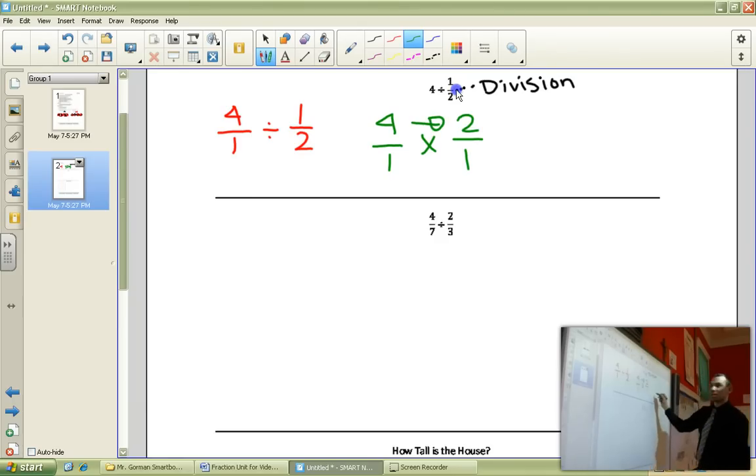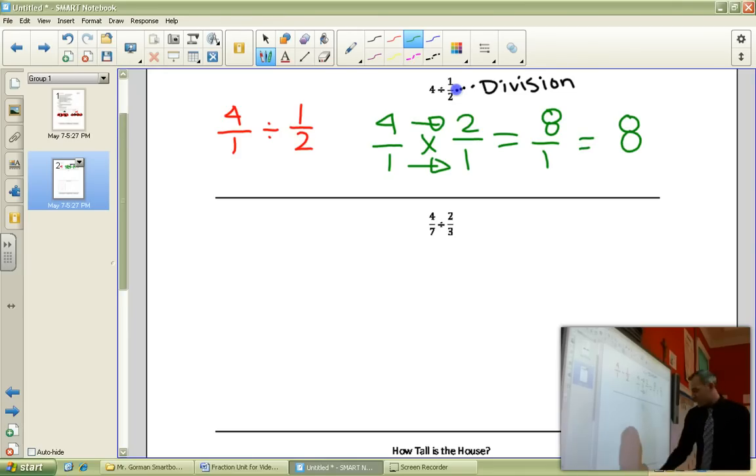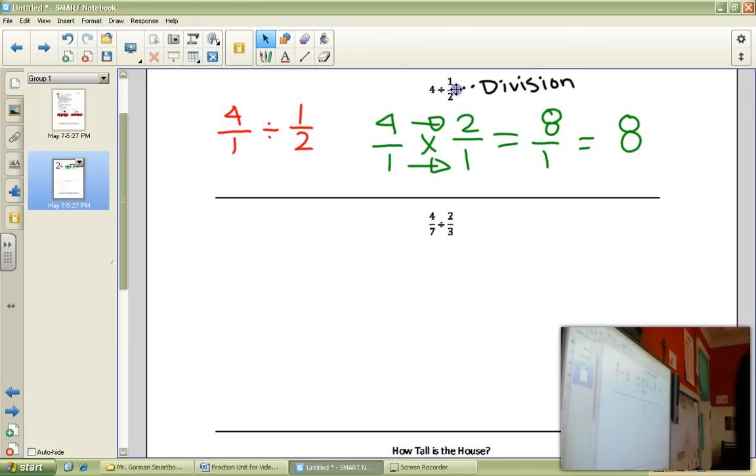Multiply straight across, just like you learned in your last lesson, lesson 12. 4 times 2 is 8. 1 times 1 is 1. And you have 8 divided by 1 equals 8. Just like we got in our example over there. Very good job. Put that out of the way.